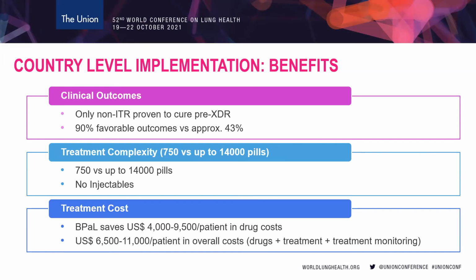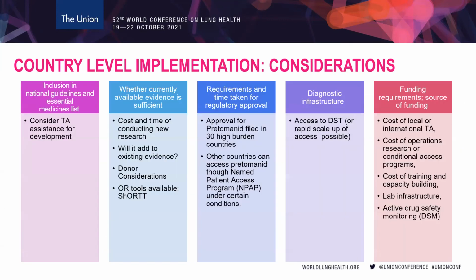Treatment costs is also very important for a lot of countries, especially low and middle income countries or countries that are dependent on other funding. So research done by our colleagues at KNCV has shown that BPaL can save up to $4,000 to $9,500 US per patient in drug costs, and even more when you look at overall costs. So there is a saving to be had for countries in terms of actual drug costs, but obviously some things that need to be taken into consideration would include upgrading infrastructure and laboratory, etc., which would add cost to the implementation of BPaL.